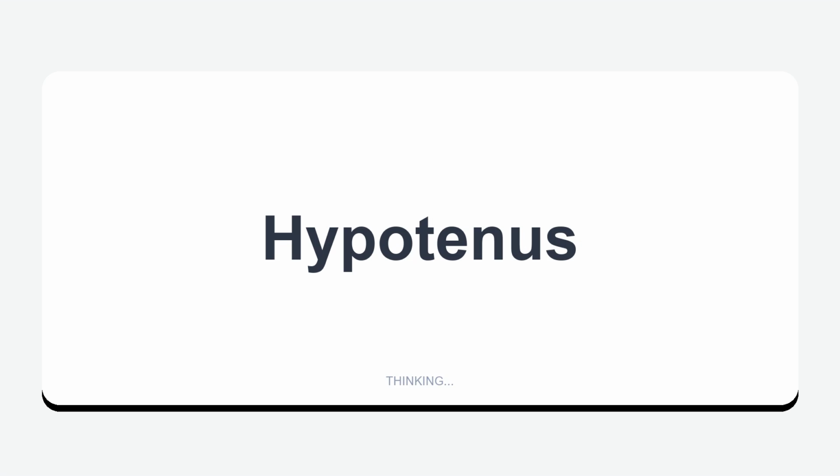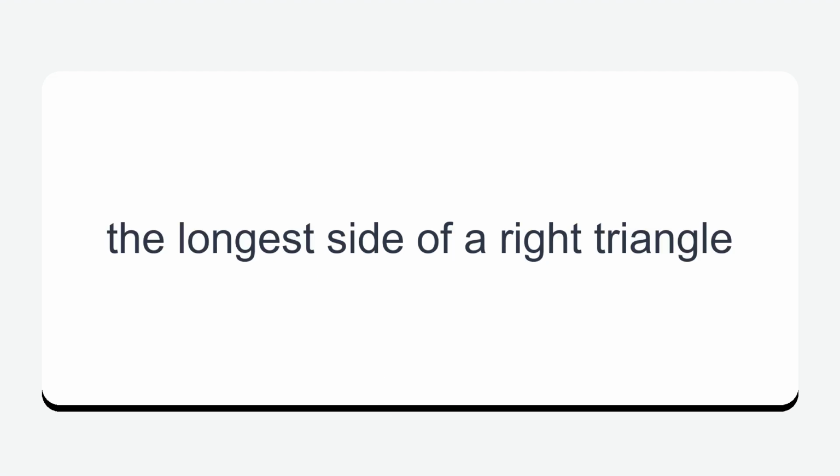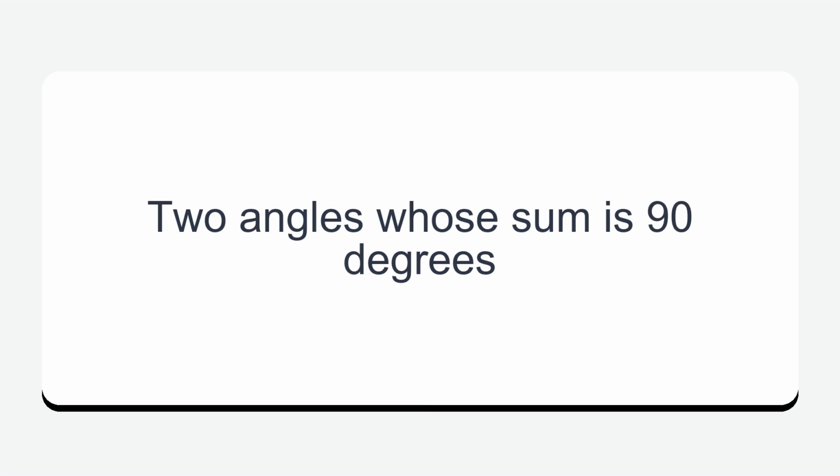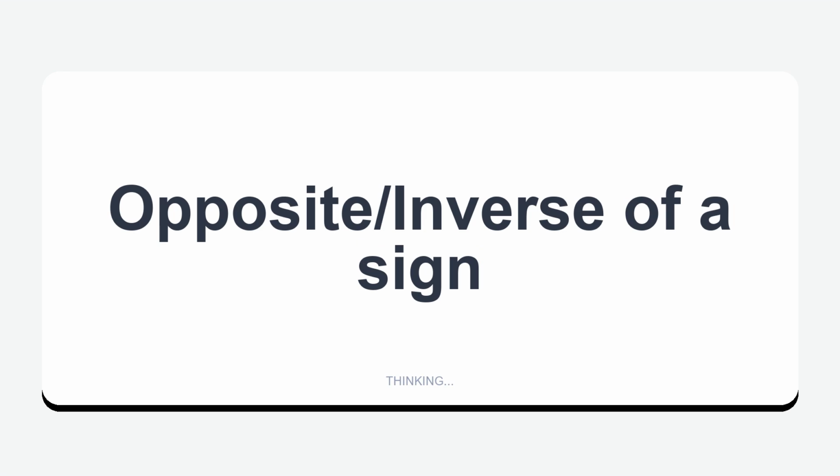Hypotenuse. The longest side of a right triangle. Complementary angles. Two angles whose sum is 90 degrees. Opposite/inverse of a sign. The opposite of that sign.